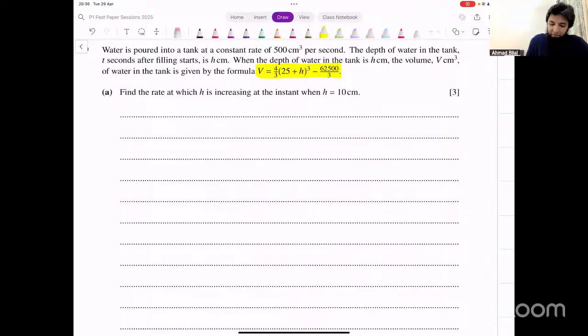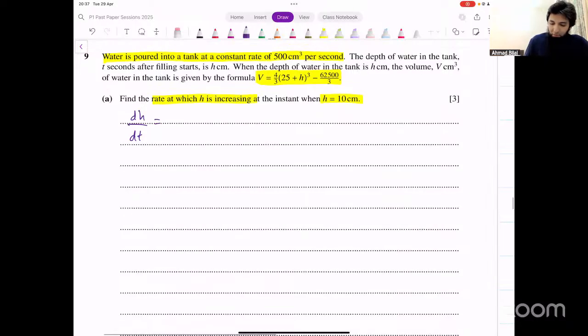We want to find the rate at which h is increasing at the instant when h is equal to 10. The rate at which h is increasing, that's dh over dt. That's what you want to find out. What are we given? Water is being poured into a tank at a constant rate of 500 centimeter cube per second. What does that mean? dV over dt equals 500. Water is measured in volume, right? That's all the information that we've got.